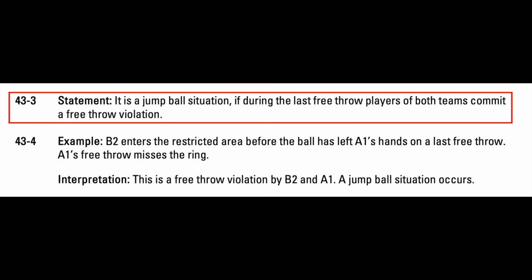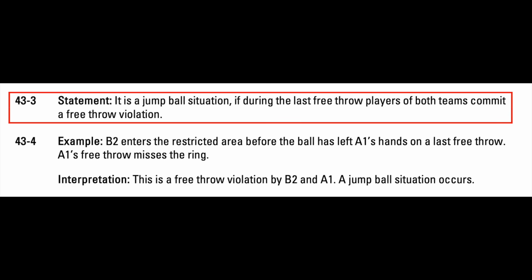This next scenario could qualify for a commonly mistaken rule, where B2 enters the restricted area before the ball has left A1's hands on a last free throw, which means we have a B2 violation. And then A1's free throw misses the ring. So now we additionally have a shooter violation.